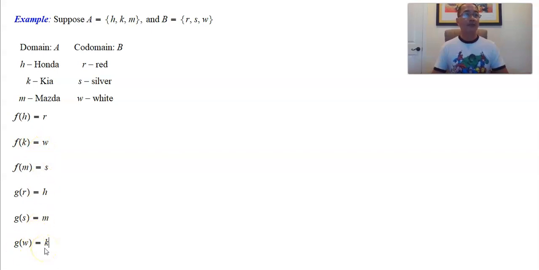Beautiful. So how about backwards? If we input W in the composition F composed G, then we input W first into G and we get K, and then F of K gives us back W. So therefore, F and G cancel out each other.